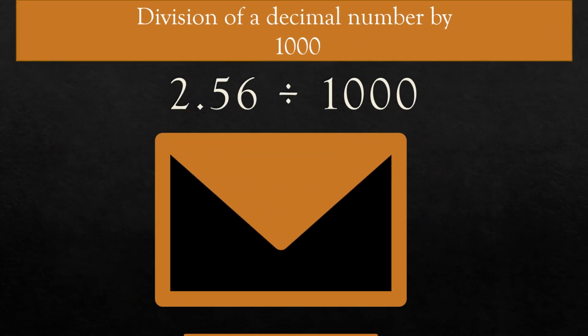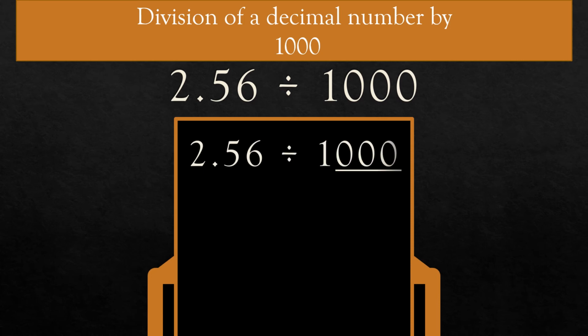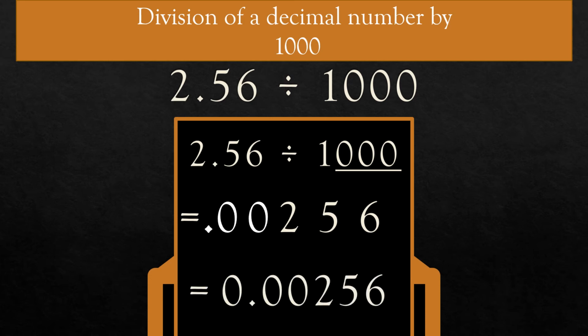Let us solve one more example. 2.56 divided by 1000. See, in divisor 1000 we have 3 zeros. So the decimal point shifts 3 places to the left. But there is only one digit before the decimal point. So add 2 zeros and then shift the decimal 3 places to the left. So count 1, 2, 3 and place a decimal. So the answer is 0.00256.